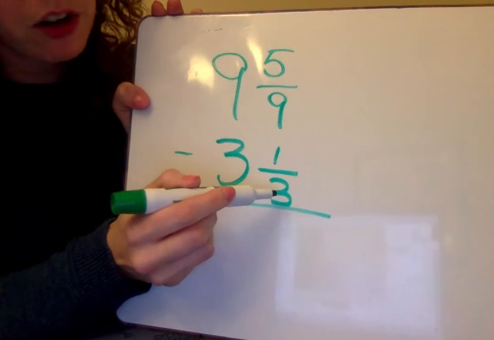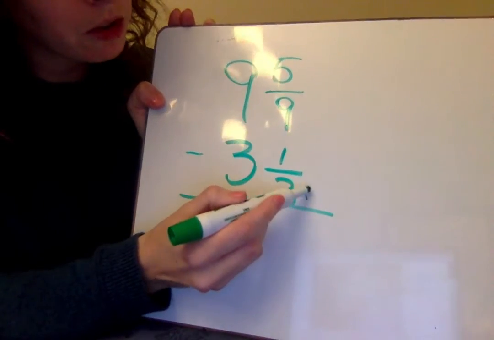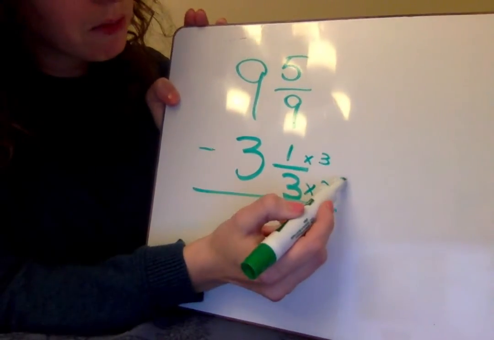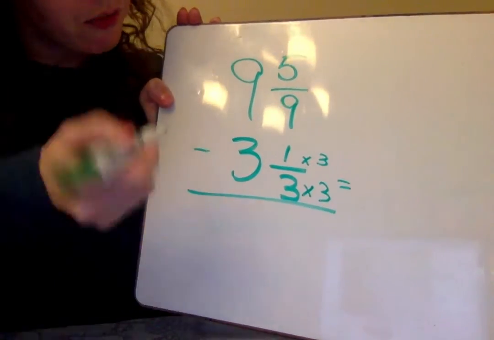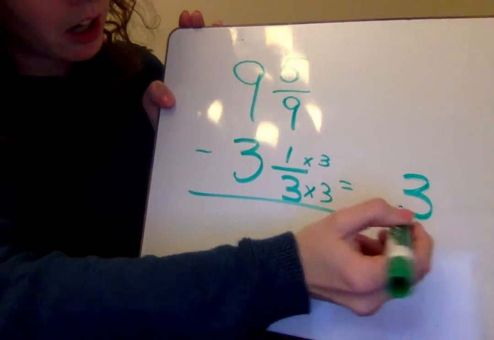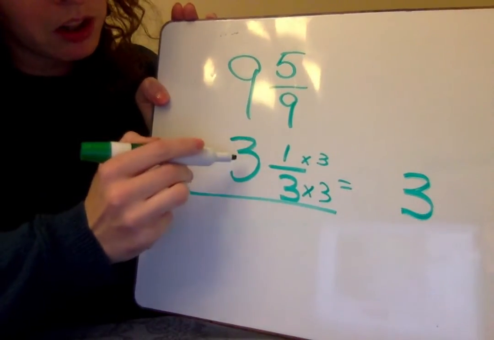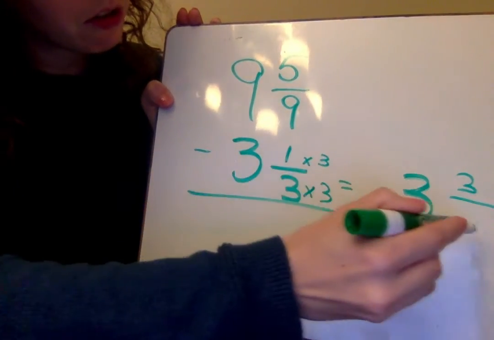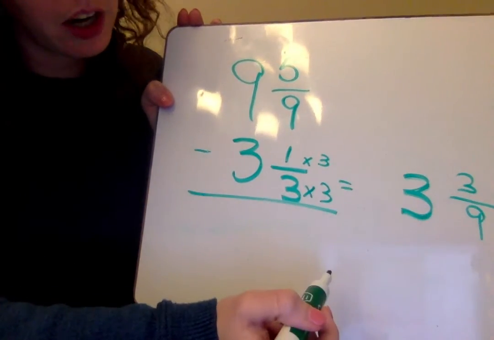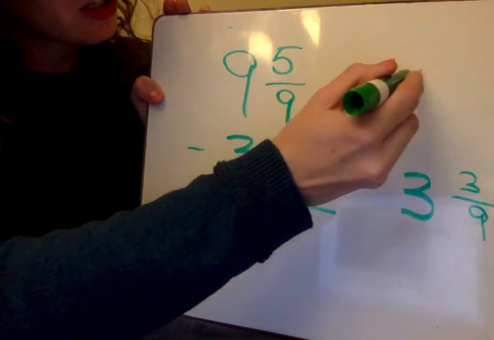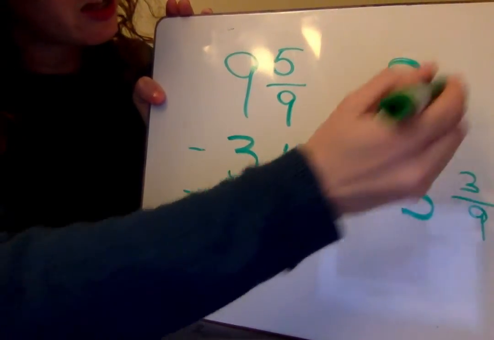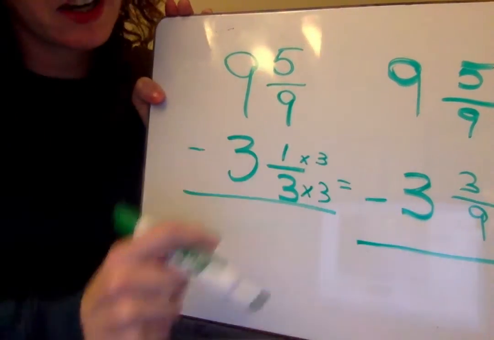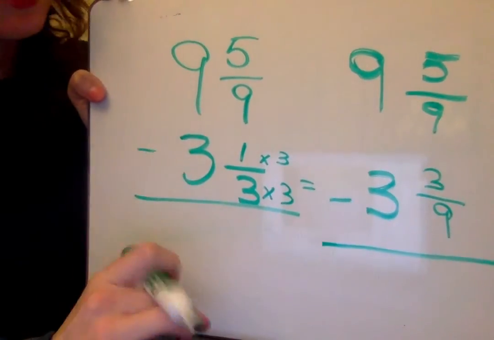In order to make this denominator a 9, I need to multiply by 3 on the bottom, by 3 on the top, and once I multiply them, I'm going to get a new fraction. That fraction is going to be 3, because I keep my whole number, I don't do anything with that. 1 times 3 is 3, 3 times 3 is 9. And now I can bring this top fraction over because I didn't have to do anything to that one. So I've got 9 and 5/9 minus 3 and 3/9.